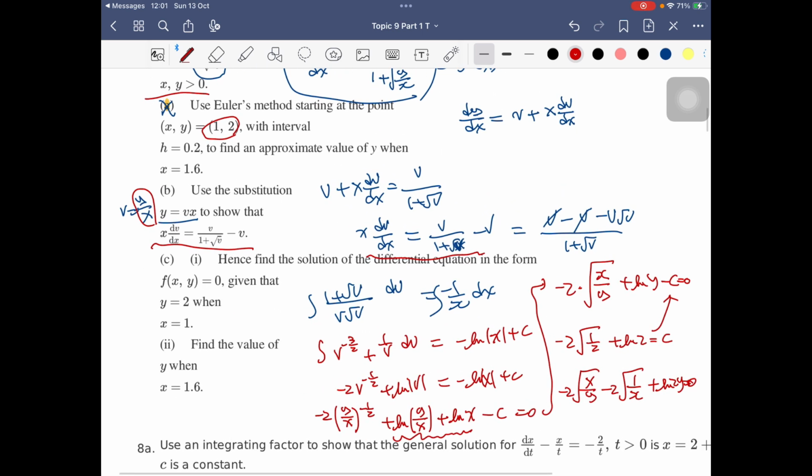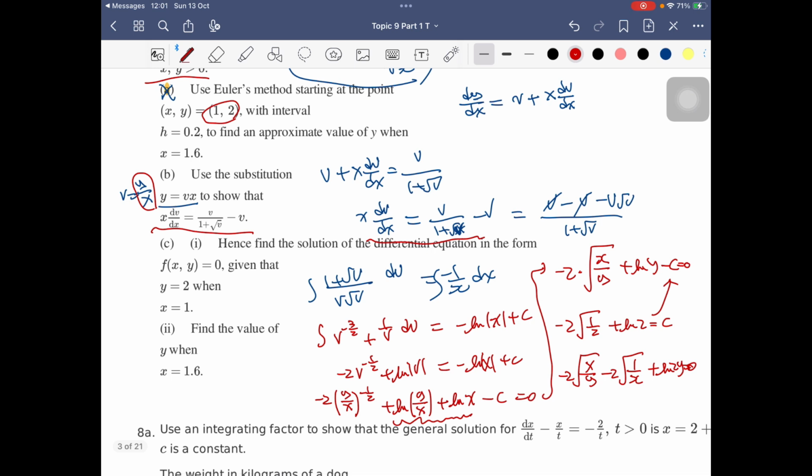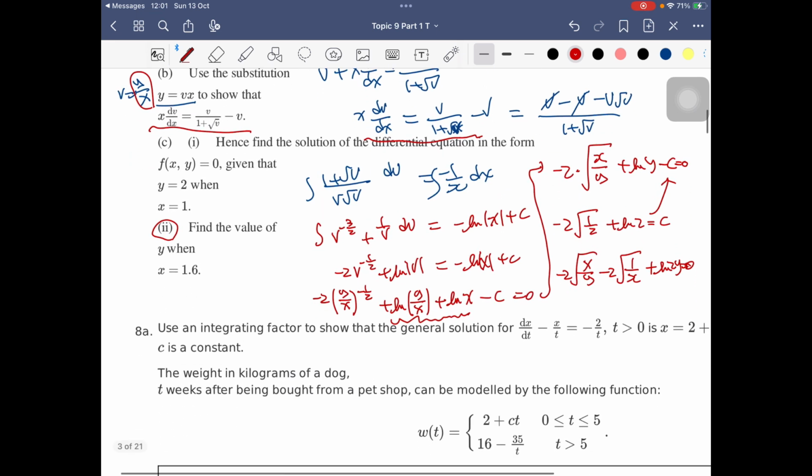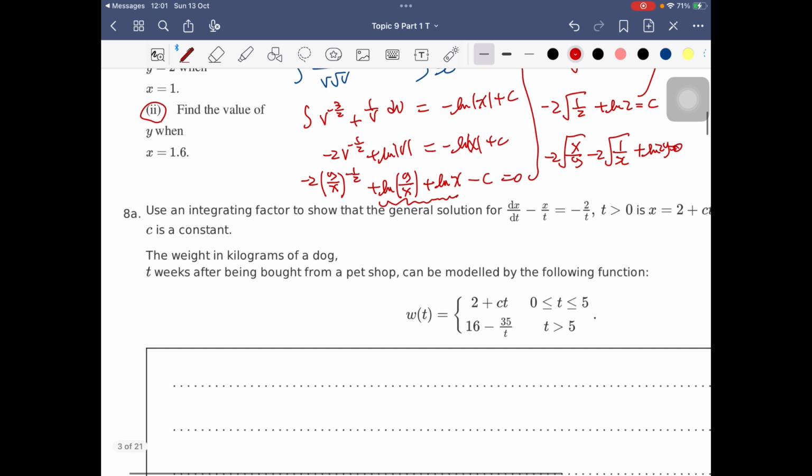So this may be the answer of c(i), and you can find the (ii) as you input the x value in this equation. So maybe you need to use the solver in your GDC.